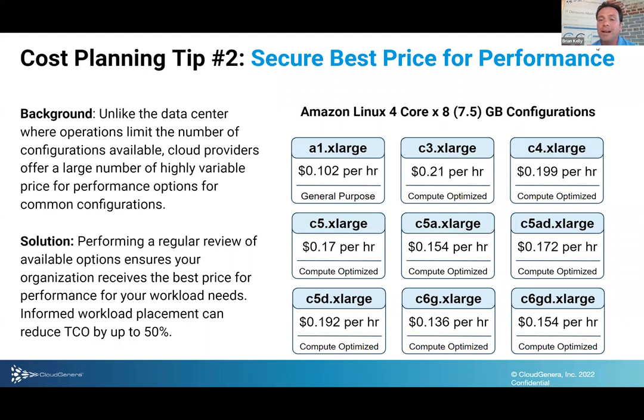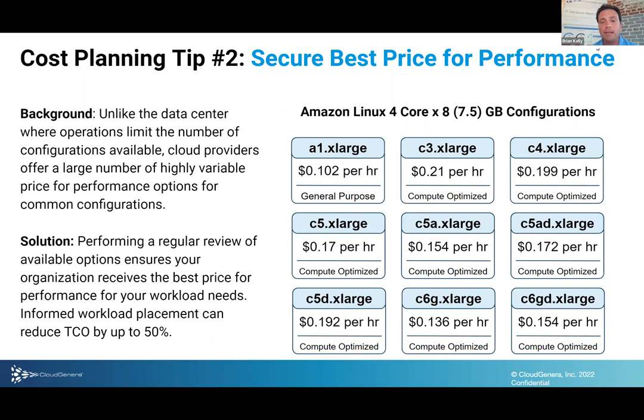Now, of course, what sits under this technology is what makes the price different and what makes the performance different. And it can be daunting to try to sift through all of the different options available in even just one provider. And those options vary across data centers. It's one of the reasons CloudGenera advocates performing a regular review of the available options to ensure your organization receives the best price for performance for your workload needs. And again, informed workload placement can reduce TCO by up to 50%.